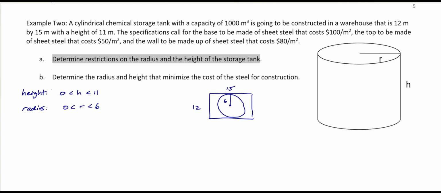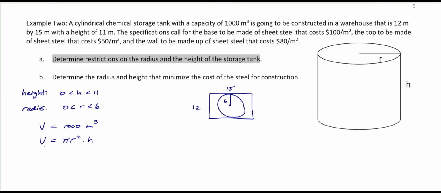And I can get an expression for height in terms of radius by looking at the volume. I know that volume has to be 1,000 meters cubed. I also know that volume of a cylinder is given as pi r squared times h. And if you think about that, the volume of a cylinder is the surface area multiplied by the height. The surface area of the base of the cylinder multiplied by the height. That's the volume of your cylinder.